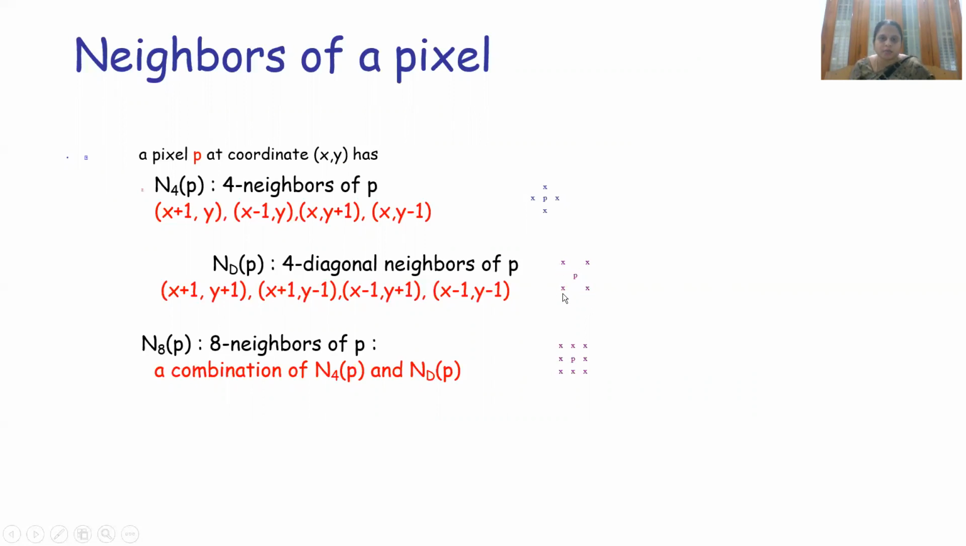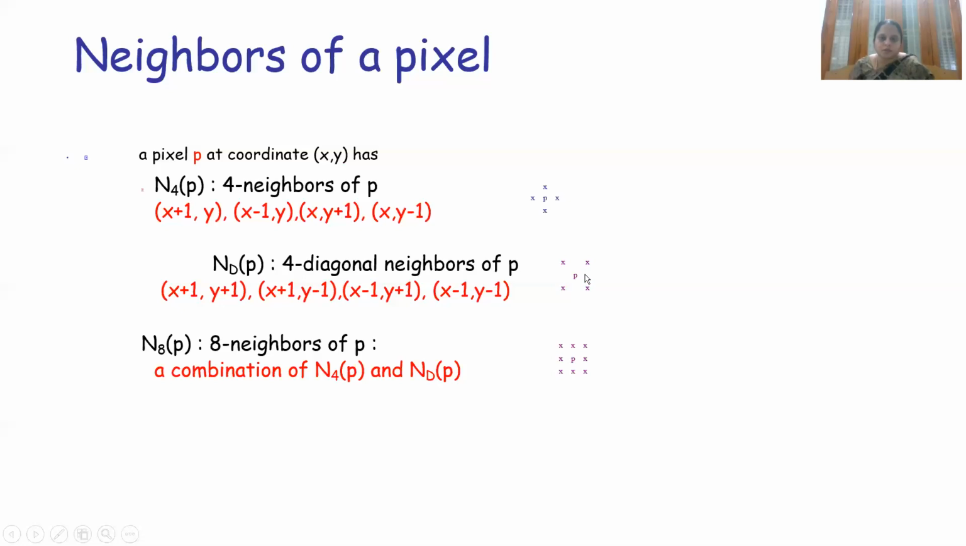Now the diagonal neighbors, how they are represented. This one is x comma y. Above this level is x plus 1, y plus 1. Here x axis and y axis this way. This point is x plus 1, and so x plus 1 and y plus 1. And this point, if you go back, is x minus 1 and y plus 1, and both these points are x minus 1 points: x minus 1 y minus 1 and x minus 1 y plus 1. And this is the 8 neighbors of P, a combination of these and these.